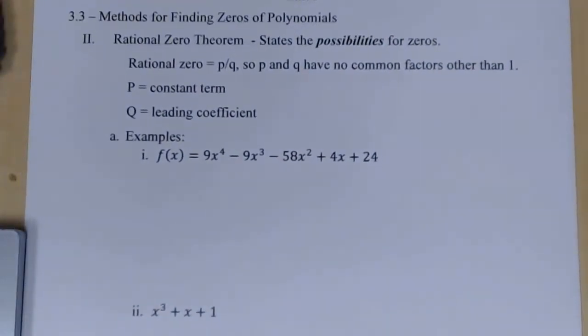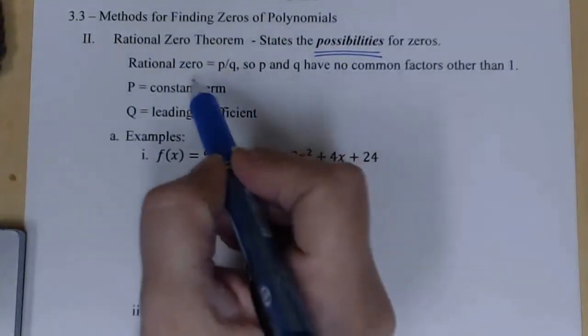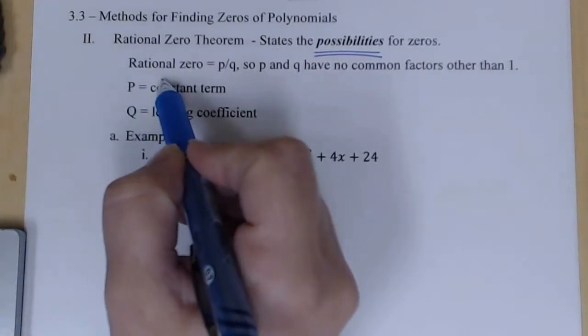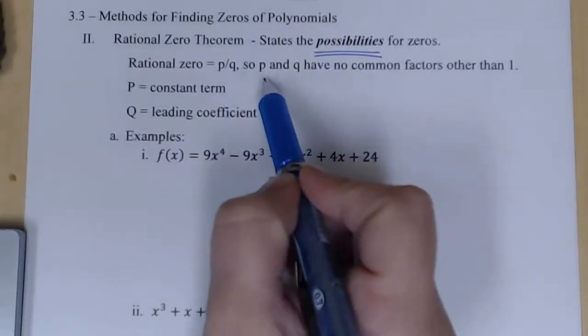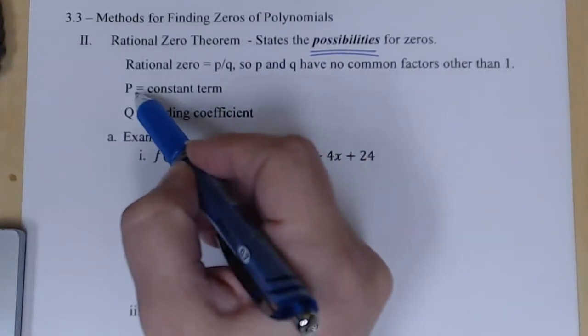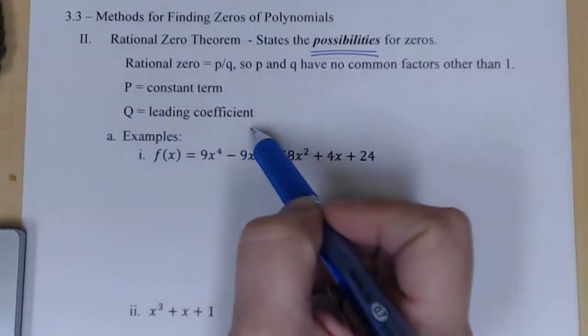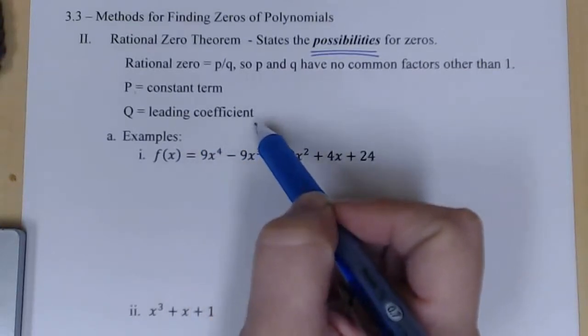So part 2, there's the rational zero theorem. And what it does is state the possibilities for how many zeros you may have. And so when we're doing this, we're going to consider the rational zero. Rational just means it can be written as a fraction, so we're not looking at i's or decimals. We're just looking at fractions, p over q. So p and q have no common factors other than 1. When we're talking about p and q, p is our constant term. That's the term at the very back of the polynomial. And q is the leading coefficient. We've already defined this word earlier. It is the large number that's attached to the highest exponent.